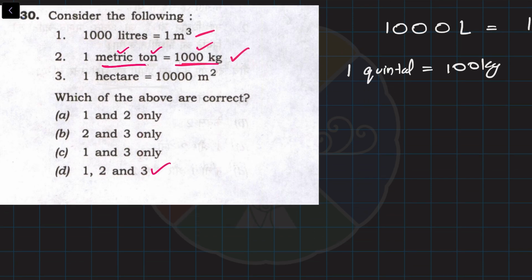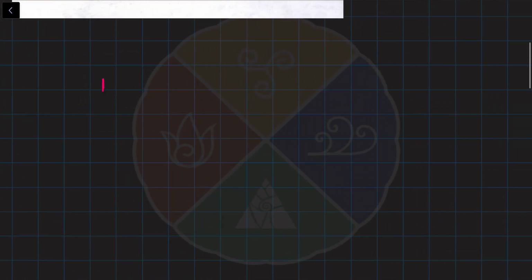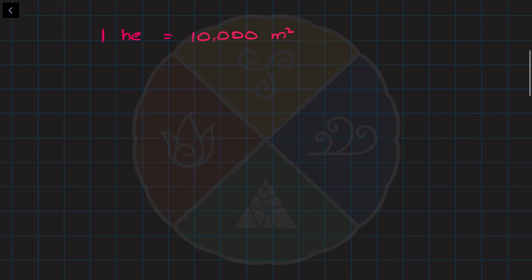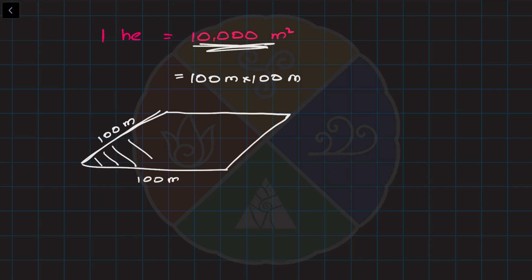And 1 hectare. 1 hectare is 10,000 meter square. Let's understand what that means. 10,000 meter square means 100 meters into 100 meters. So if you have a ground which is 100 meter in length and 100 meter in width, you can imagine this by imagining the 100 meter running race. That length is 100 meter, and this area will be known as your 1 hectare.